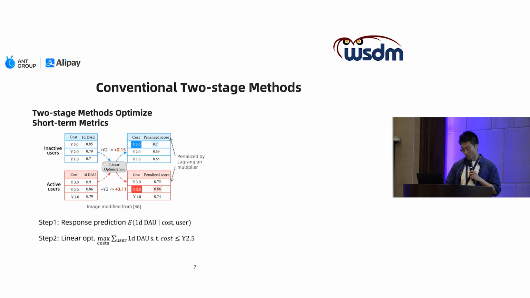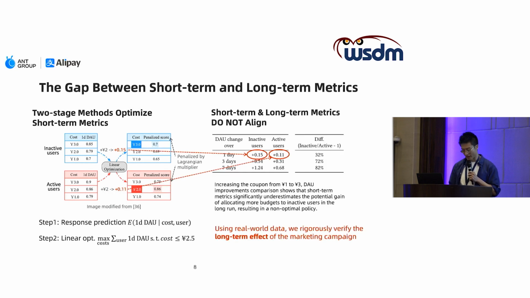However, using the real-world data from the aforementioned marketing campaign, we show the gap between the short-term and long-term metrics. In the last row here, the difference of the metric change between these 2 groups of users varies a lot from 1 day to 7 days. It changes from 32% to 82%. That's a large change. And this shows that using the short-term 1-day metric will significantly underestimate the potential gain of allocating more budgets to the inactive users in the long run, the 7 days. This results in a non-optimal policy. This result rigorously verifies the importance of studying the long-term effect in the budget allocation problem.